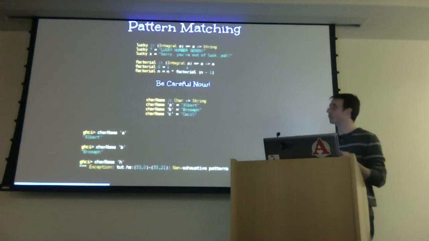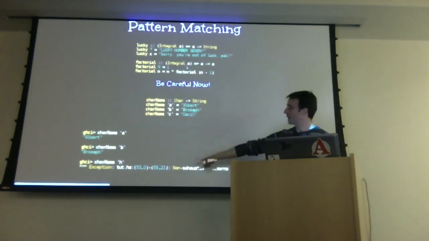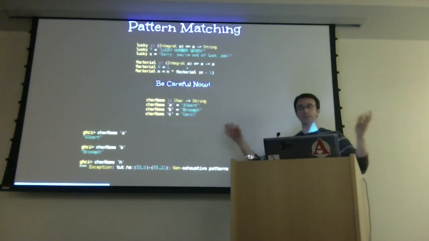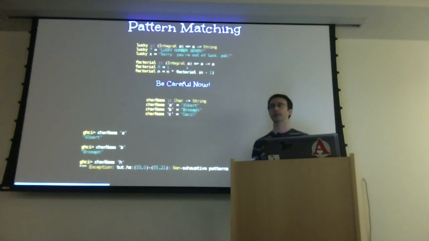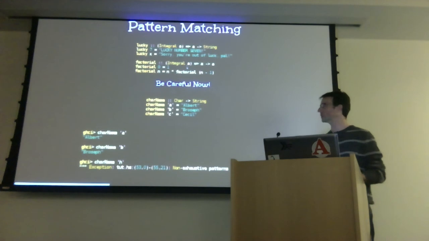Because of this, you want to be careful when you're building your functions. GHC will give you a warning, but if I wrote a silly function like this, and then I try to pass an H to it, you get an exception, right? So you've got to be careful to capture all the cases that you could possibly have in your patterns.